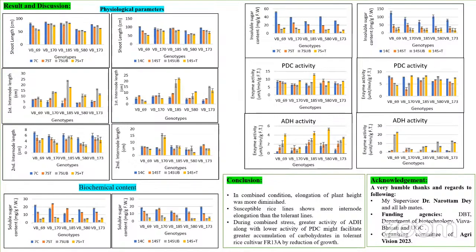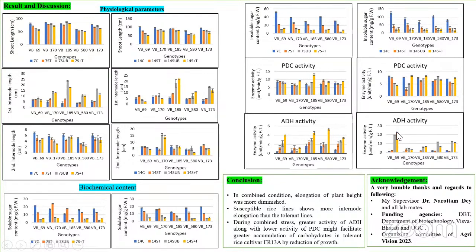But this toxicity is removed by the activity of ADH, which means alcohol dehydrogenase, which removes the acetaldehyde by converting it to ethanol, which is soluble in water. So tolerant varieties show higher ADH activity to remove the toxicity of the intermediate acetaldehyde. Here we can see at 7-day stress induction, more or less all varieties show the same activity of ADH, meaning in combined condition ADH activity is greater compared to the submergence stress. But with prolonged stress induction, only the submergence tolerant rice line FR13 shows higher activity of ADH compared to all varieties.